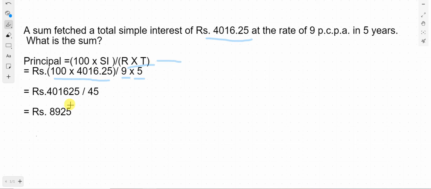It will be something like 4016.25, because this decimal point will be gone when you multiply by 100, I am sure you must know this concept, divided by 45, so it equals 8925. So this is all for part one of simple interest.